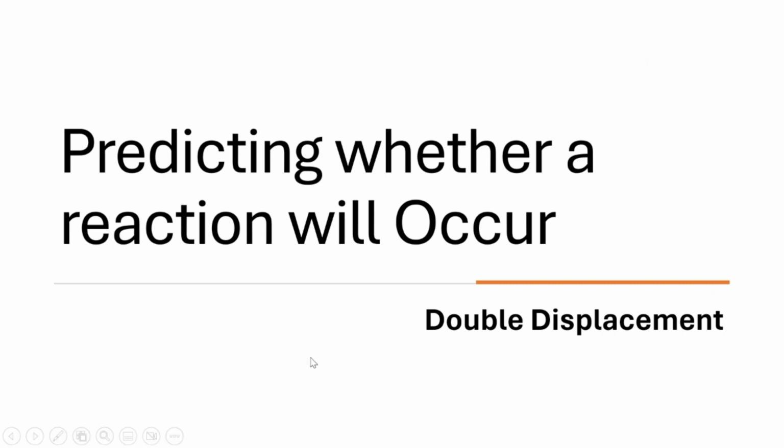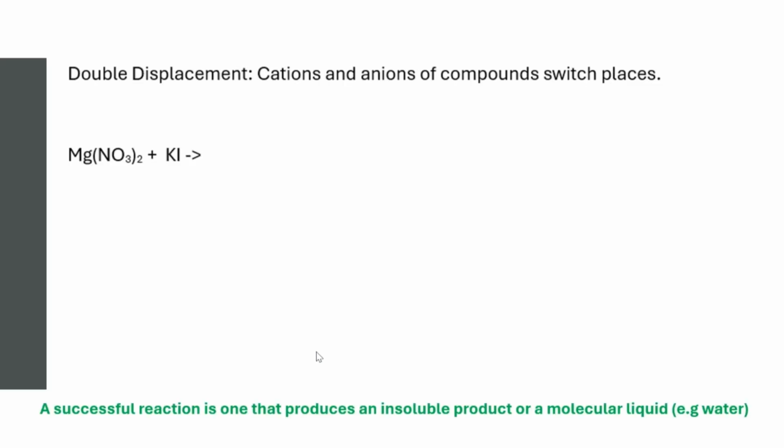Okay, so for today, I just wanted to highlight how we can predict whether a double displacement reaction will occur. It's fairly easy once you learn the rules, so let's jump into it. So, first of all, what is a double displacement reaction? It's basically a case where you have two different exchanges happening.